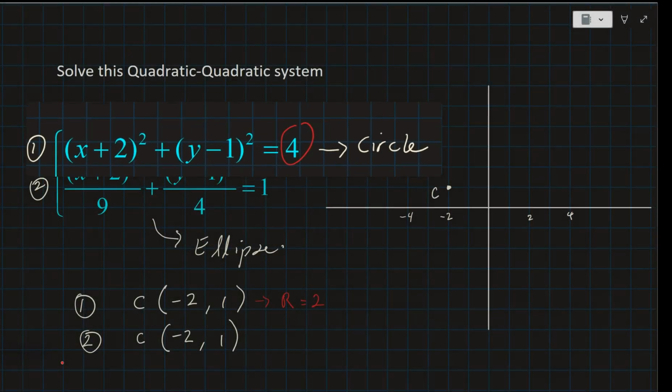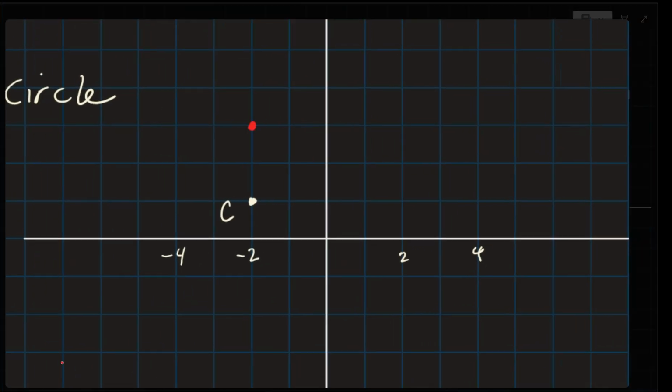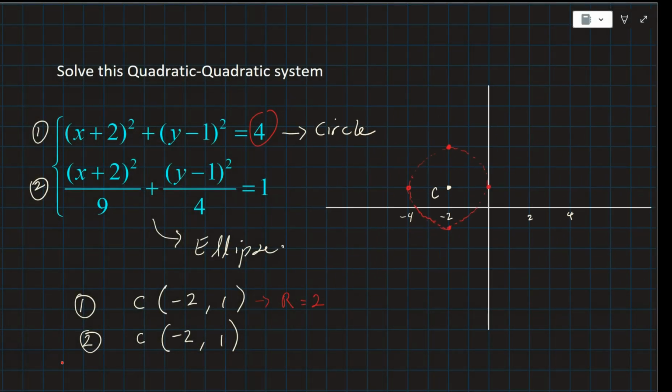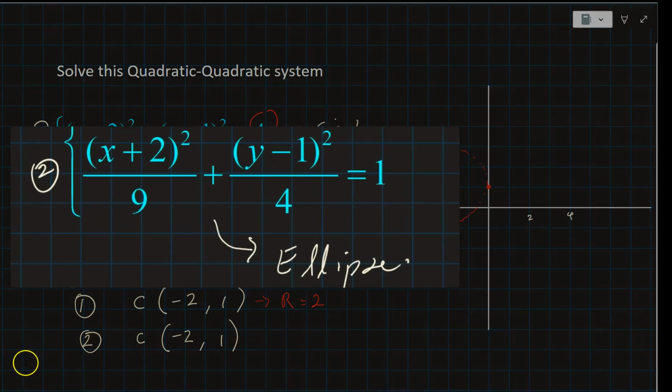So from the center, I go up 1, 2, that's one coordinate. I'm going to go to the right of the center, and I'm going to go to the left of the center. And then you're going to graph or draw, if you can. I'm going to do a freestyle. Draw a circle that looks like this, okay? For a freestyle, that's not a bad draw. Okay, now let's graph the ellipse.